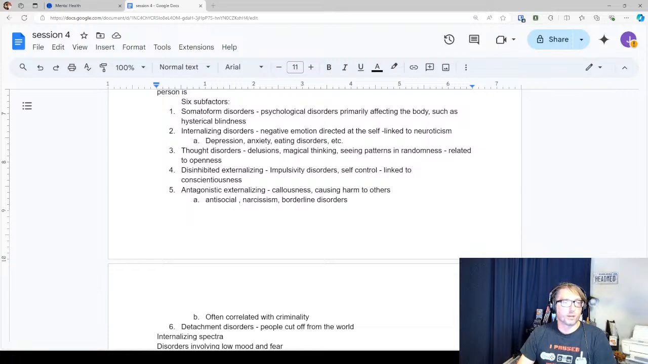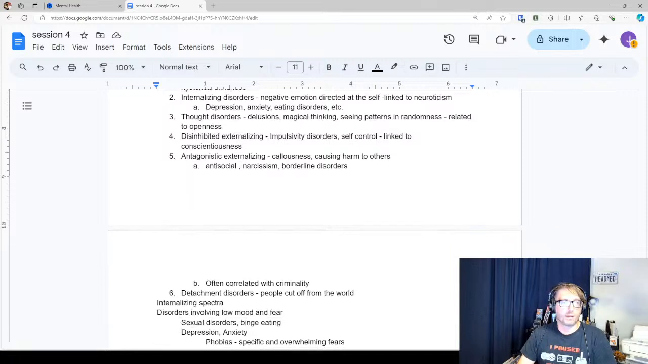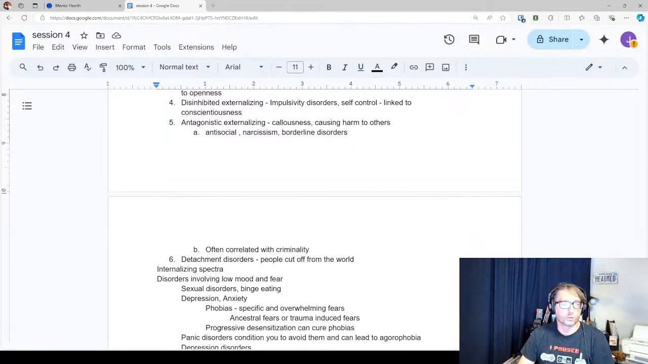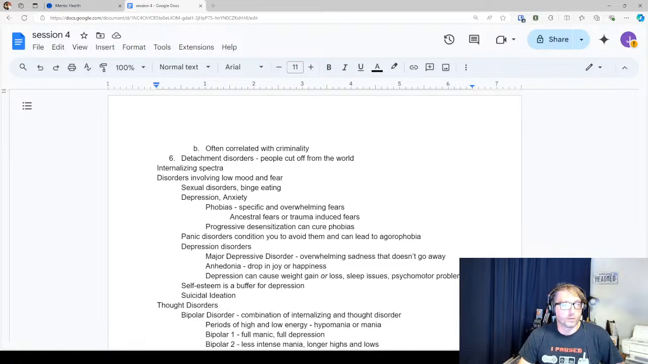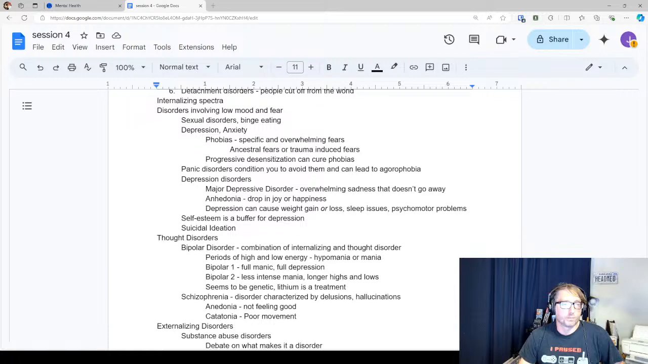Disinhibited externalizing, things like impulsivity disorders, self-control linked to conscientiousness. We have antagonistic externalizing, callousness causing harm to others, antisocial, narcissism, borderline disorders. This is often correlated with criminality. 6 is detachment disorders, people cut off from the world. So we have internalizing spectra, disorders that involve low mood and fear, sexual disorders or binge eating, depression, anxiety.